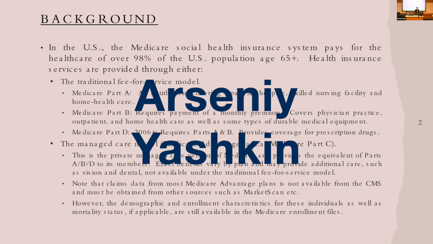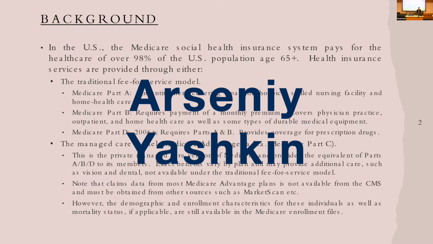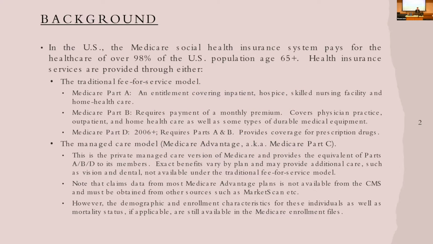Health insurance is provided by one of two models: the traditional fee-for-service model or the managed care model. The traditional fee-for-service model includes Medicare Part A, which is an entitlement covering inpatient, hospice, skilled nursing facility, and part of home health care. Medicare Part B requires payment of a monthly premium and covers physician practices, outpatient care, a different part of home health care, as well as some types of durable medical equipment. Just to be aware, when you're dealing with durable medical equipment, read the rules, don't just look at the code, because depending on the equipment, they have different rules on how often you're allowed to buy it.